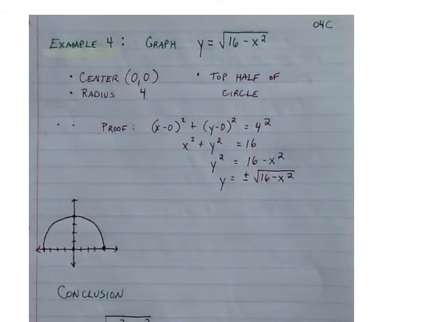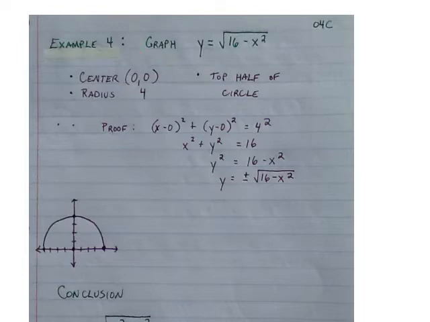I'm going to tell you it's a semicircle at the origin with a radius of 4, and that it's the top half of the circle. So let's just prove that this is true. You won't have to do this proof, but I just want you to be able to recognize that this type of equation is also related to a circle.